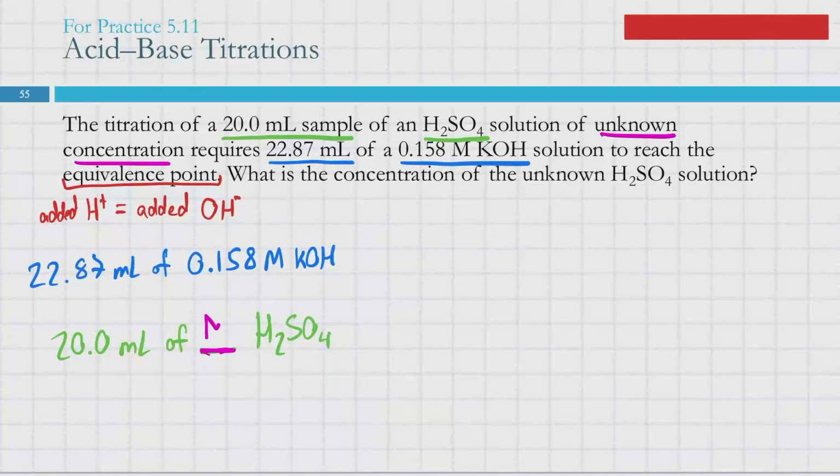We are trying to find the unknown concentration in molarity. It's also important for this equation, and for many of these equations, that we use our brains to come up with a balanced chemical equation. We have KOH reacting with H2SO4. Those are our two reactants. KOH plus H2SO4. That's going to produce some water. It's going to produce some K2SO4.